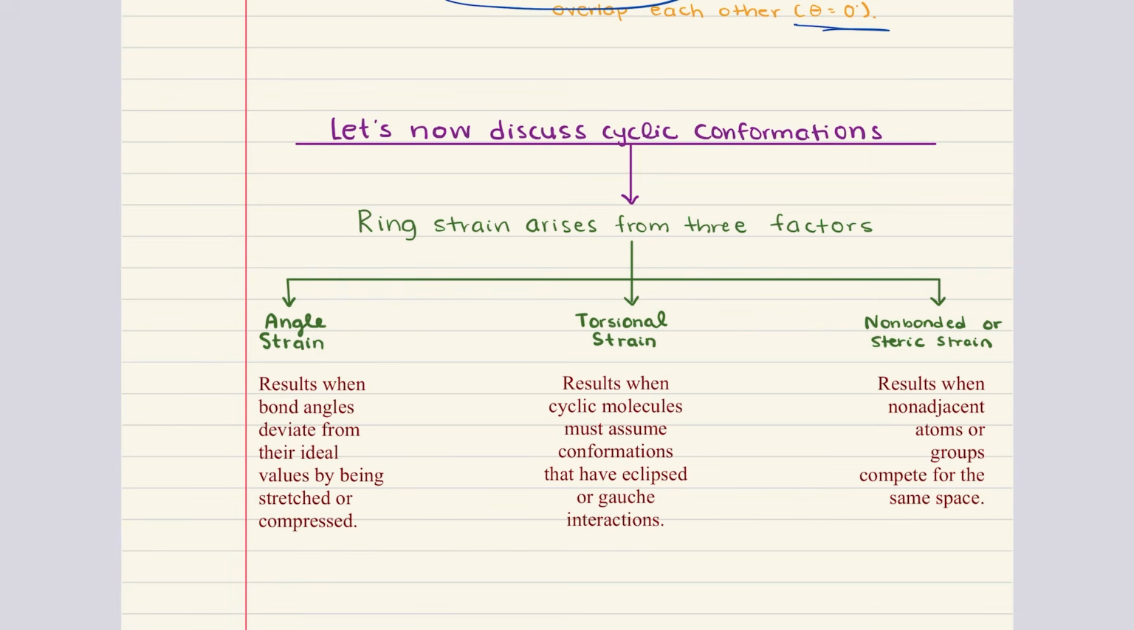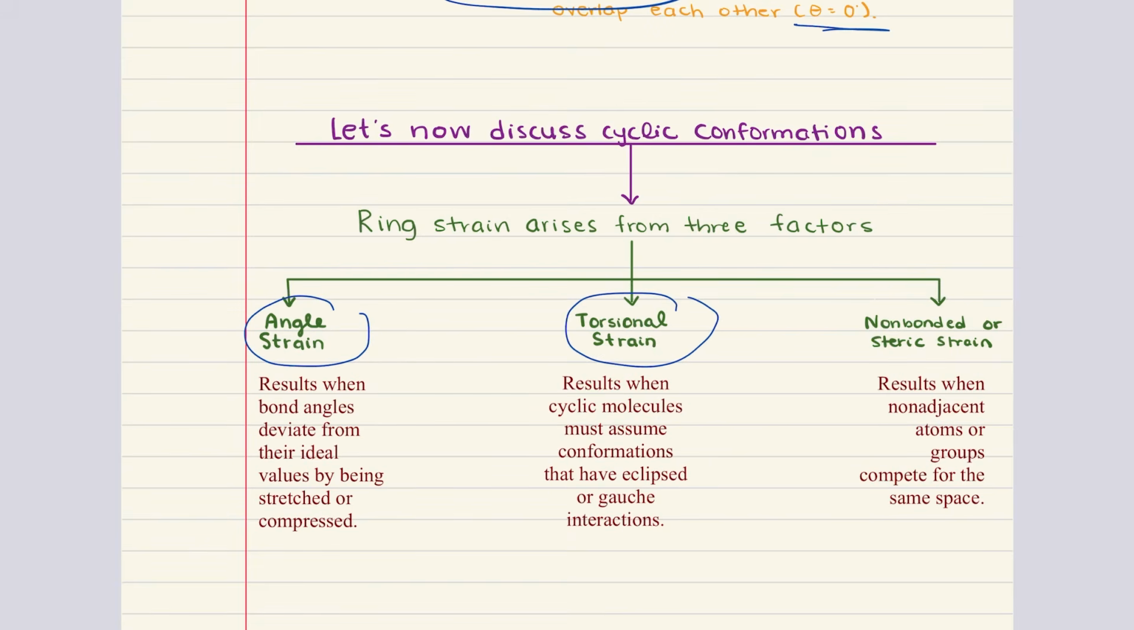Ring systems are fundamental in organic chemistry, and understanding their conformations is also important for predicting their stability and reactivity. Cyclic molecules experience something called ring strain, which arises from three main factors. The first factor is angle strain. This occurs when the bond angles in a ring deviate from their ideal bond angles. So if the angles are compressed or stretched, then strain is introduced into the molecule.